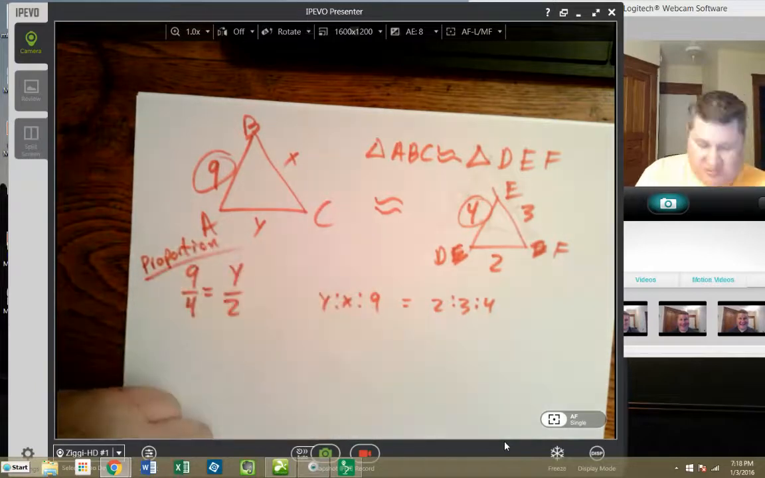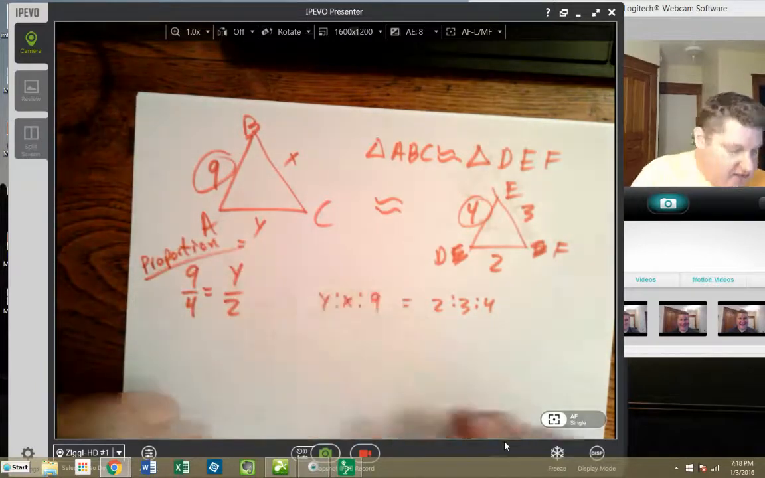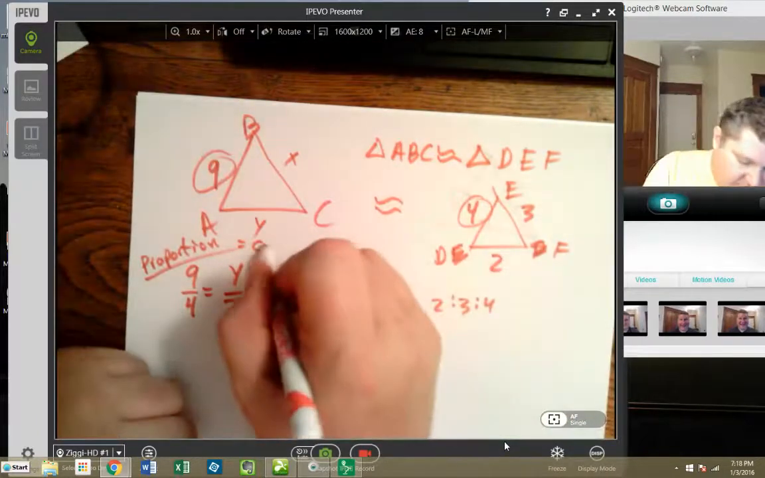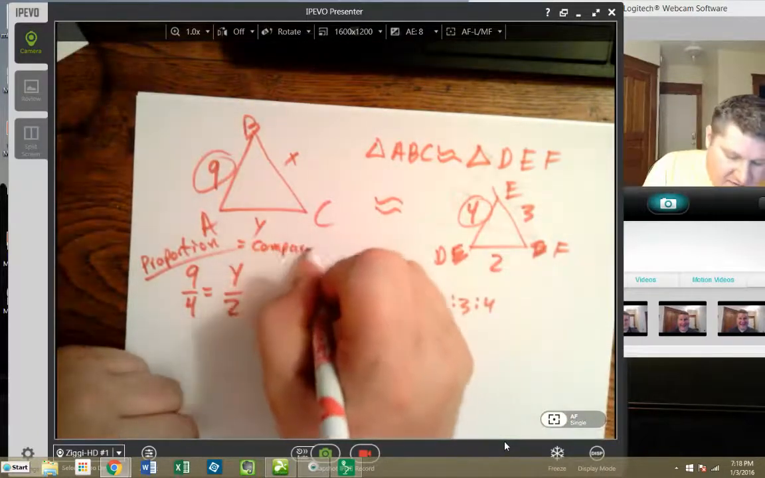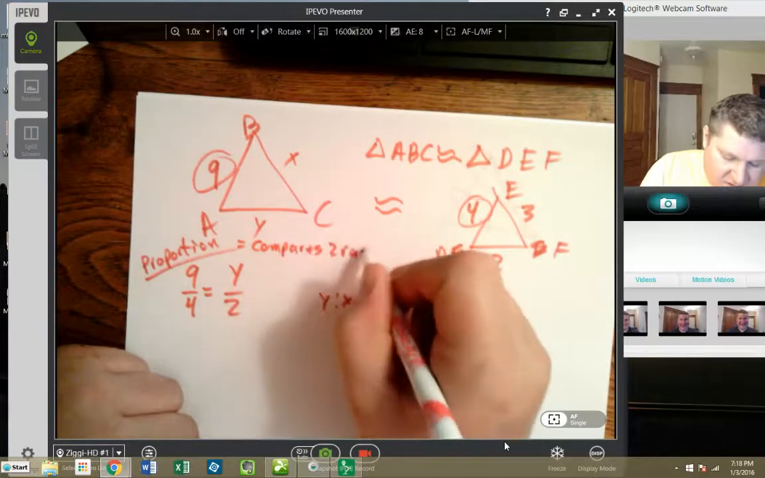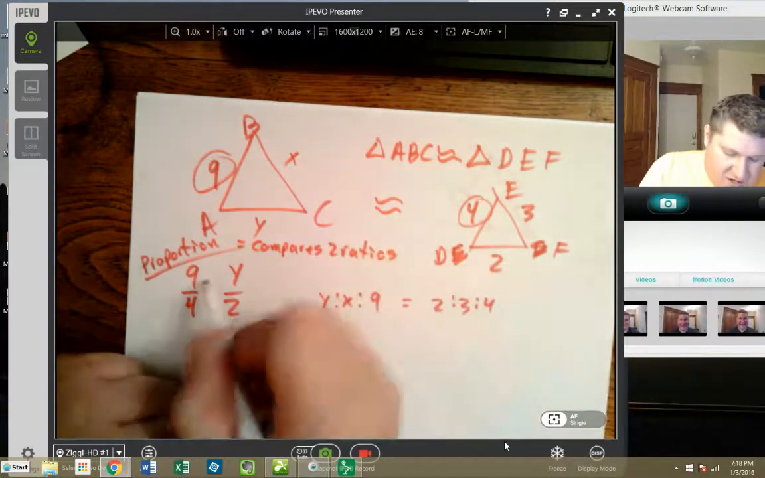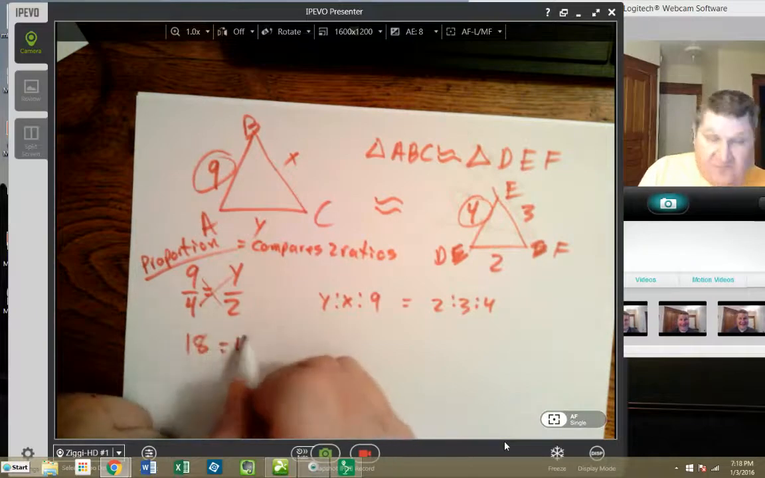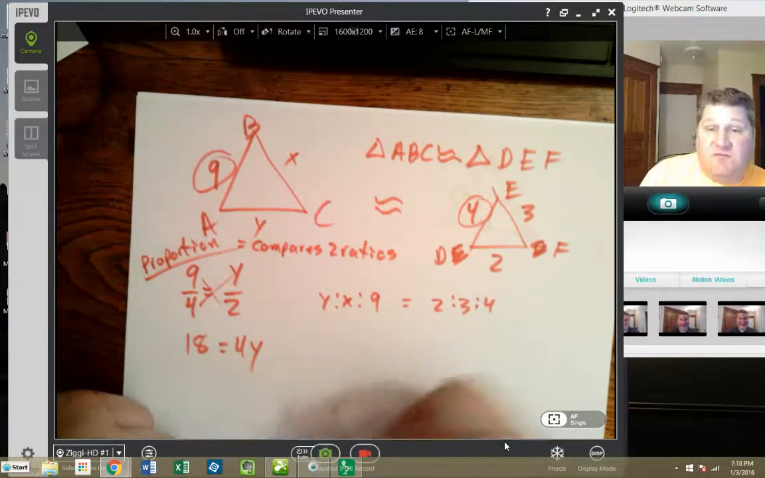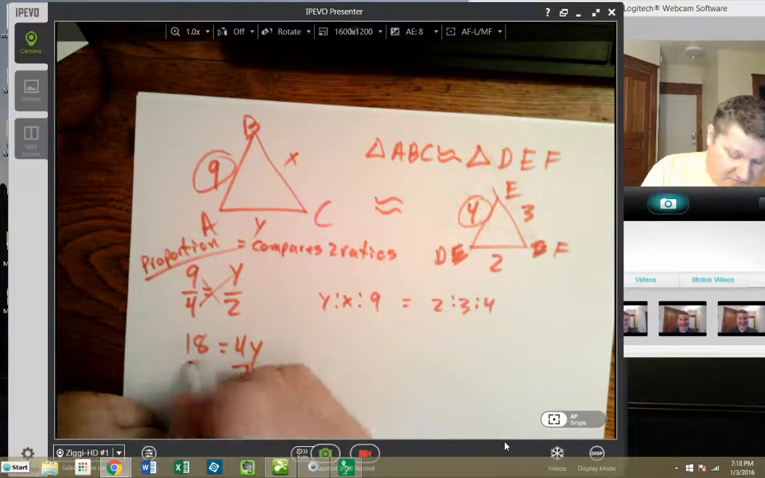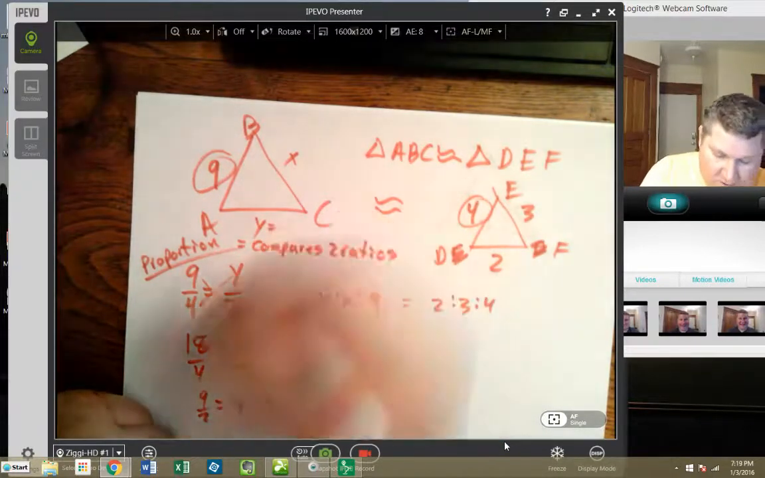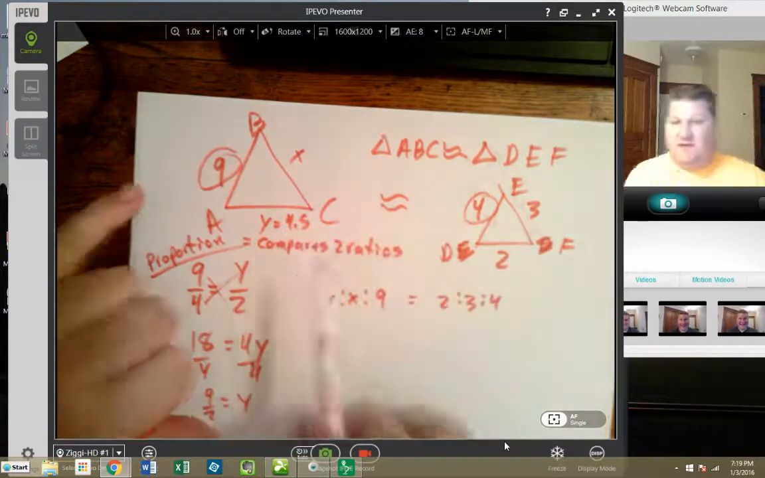So in this case, this is a proportion because a proportion, unlike a ratio that compares two like things, compares two ratios. All right, so all I got to do is cross multiply them, and I get 18 equals 4y. And if I have 18 equals 4y, divide both sides by 4, and I come up with 9/2 equals y, or 4.5.